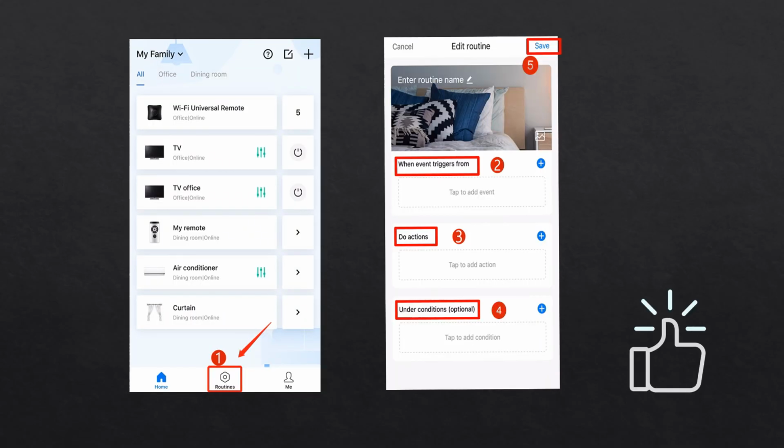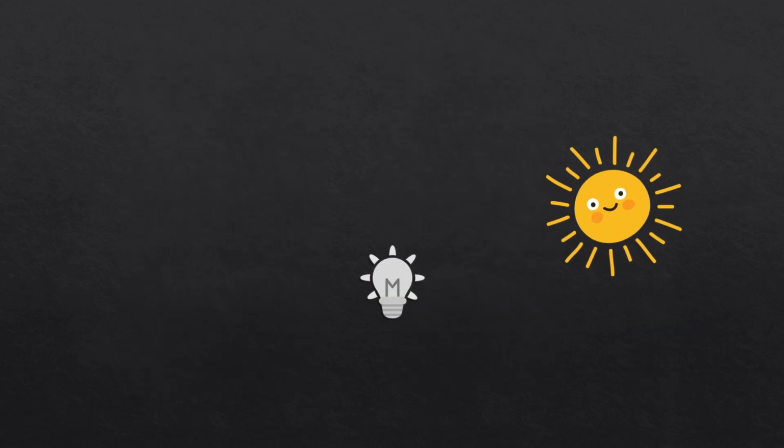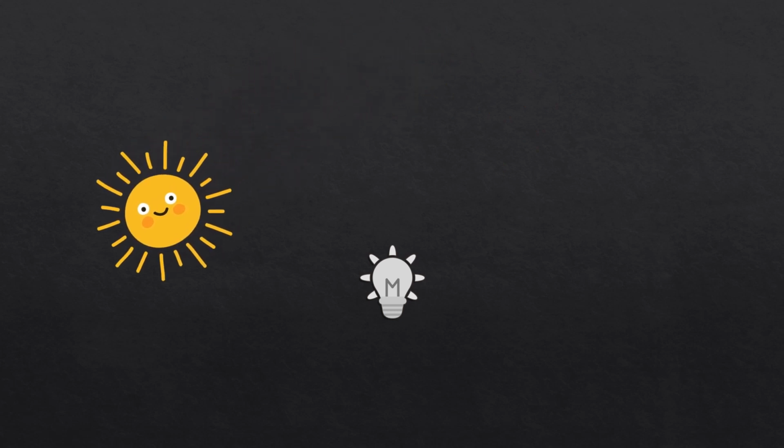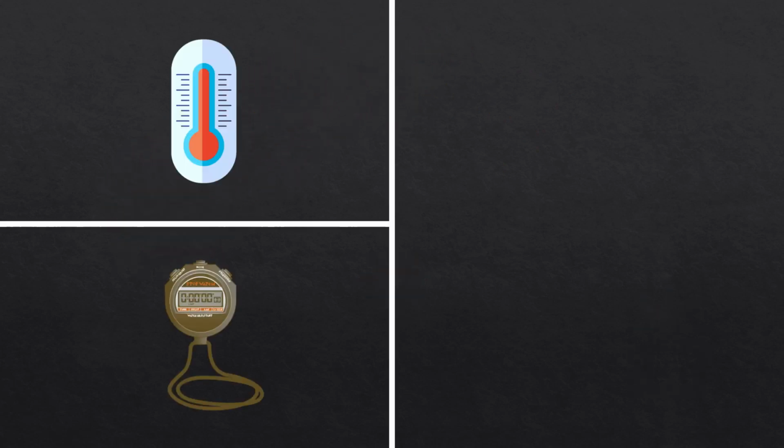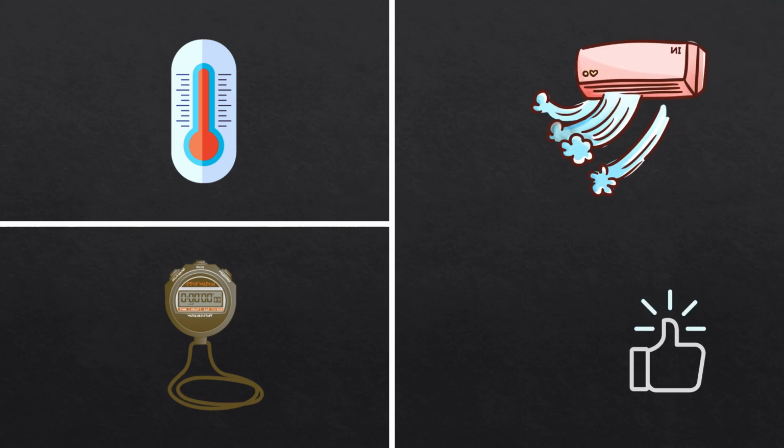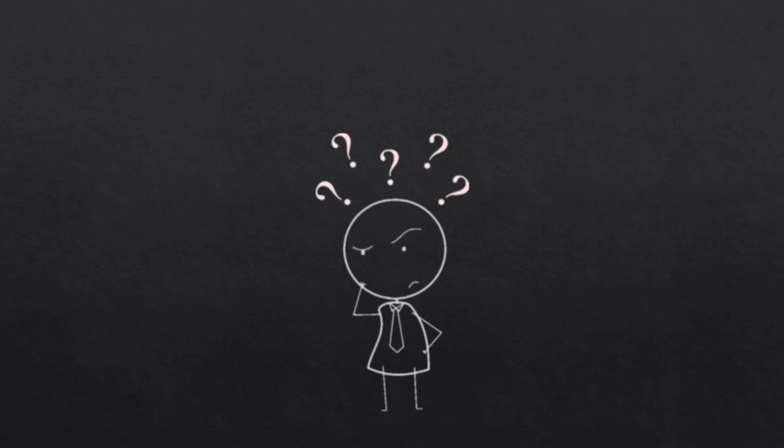Last time we introduced the routines function in BroadLink. You can create very useful and interesting routines, such as when sun sets, turn on lights, or when room temperature exceeds 33 degrees centigrade and keeps for 1 minute, turn on air conditioner in cooling mode to 26 degrees centigrade. Some people asked us, can we make routines with products from other brands?